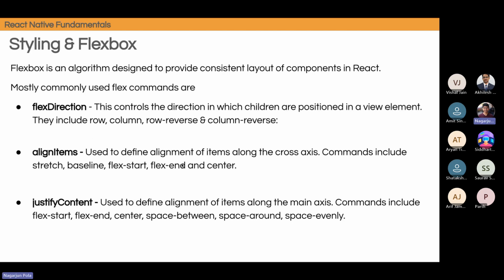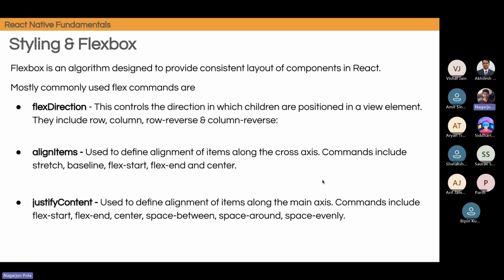Align items is used to align the items along the cross axis. By cross axis, it means that if you have flex direction as row, then align items is used to align along the other axis, other than the horizontal. Similarly, justify content is used to position items along the main axis.